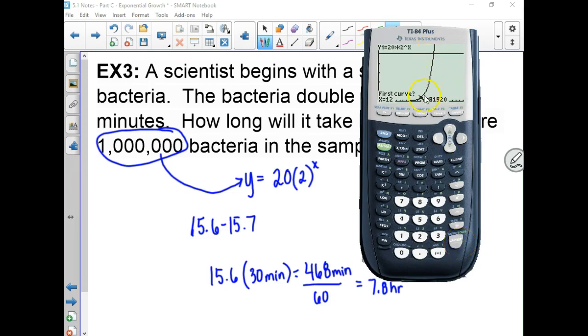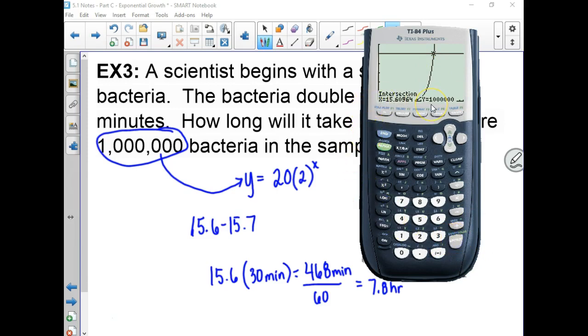And that will show us where these lines cross. Down here it's going to say first curve. You're going to hit enter. It's going to say second curve, and it should jump up to the other graph, and you're going to hit enter. And then it says guess. So when it asks you to guess, you're going to move your little spider over here close to the intersection point, hit enter.